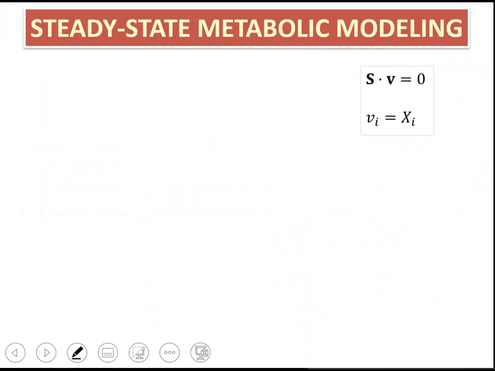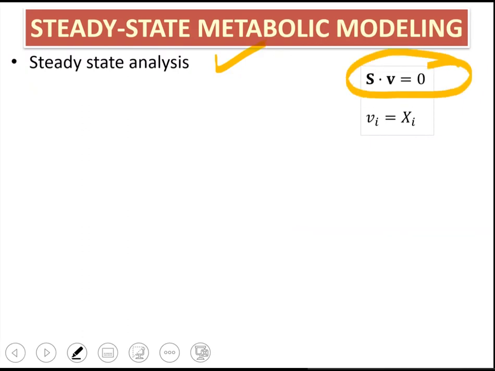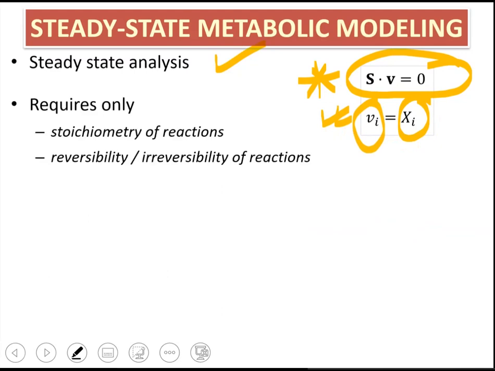So let's make an overview. Our focus is the steady state analysis, steady state metabolic modeling. So we will have this S dot V equals 0. All steady state metabolic modeling is based on this equation. And for some of the rates, we will have measured values, right? So this second one represents that. And by using this information, our goal is to predict reaction rates, to predict fluxes.